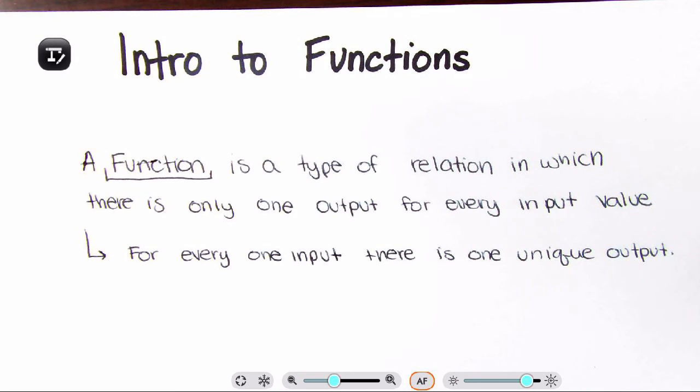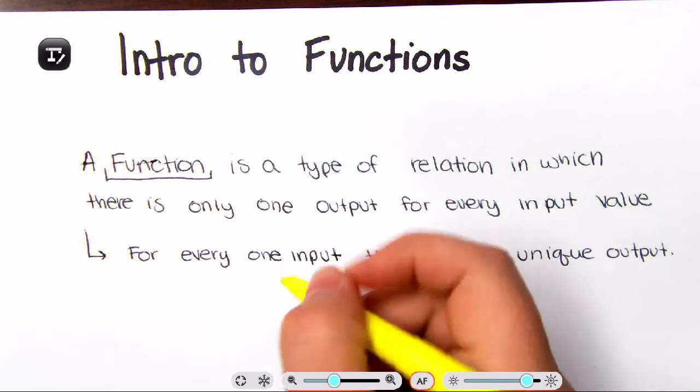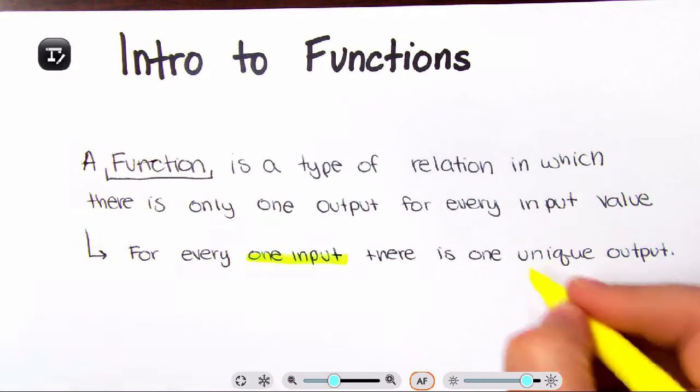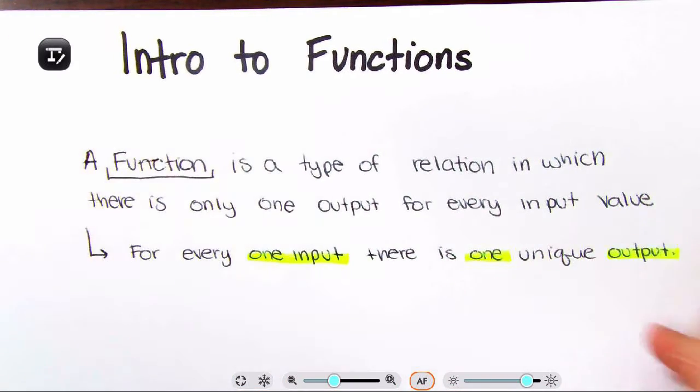A function is a type of relation in which there's only one output for every input value. So what you're going to need to know regarding functions, and you're going to need to know this specific definition: for every one input, there is one output.